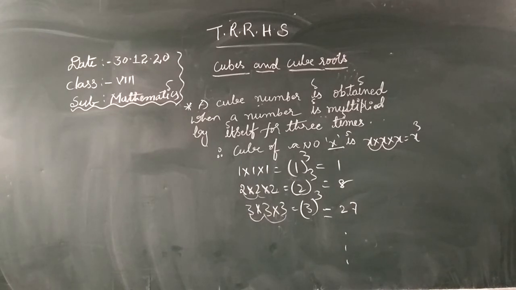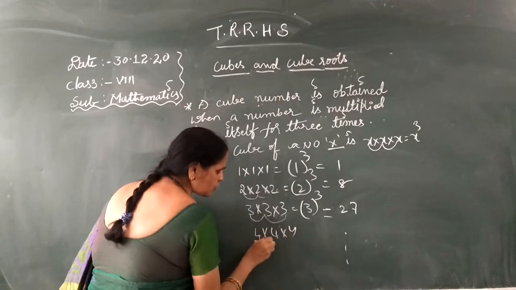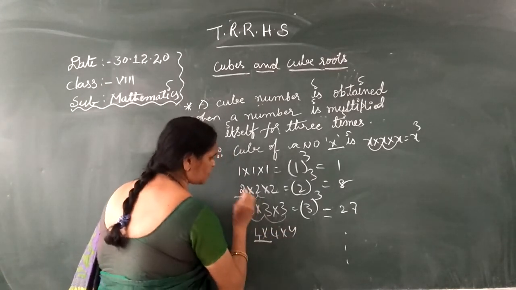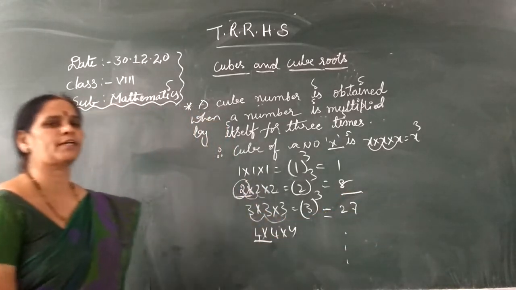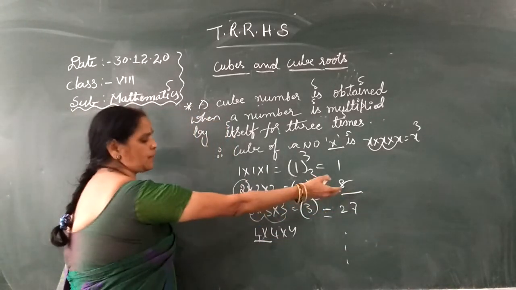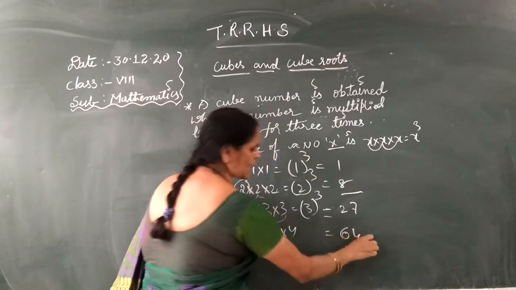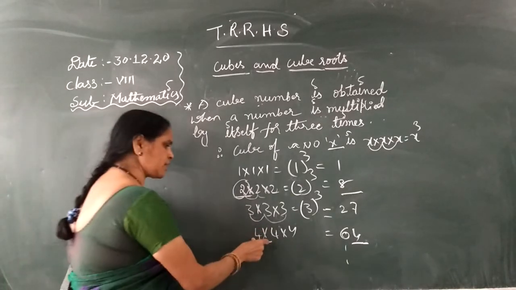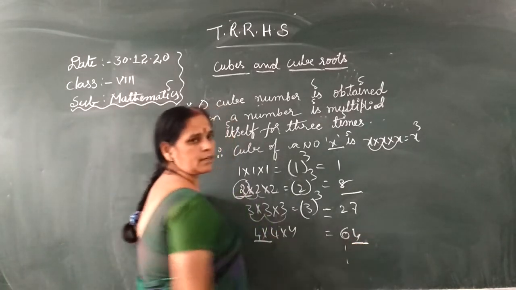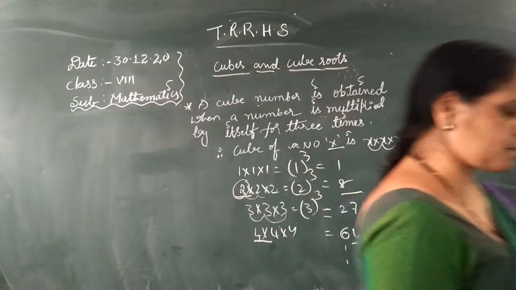So 4 cube, 4 into 4 into 4. See here, 4 into 4 into 4. First of all, this 4 is an even number. 2 is an even number. If the number is an even number, the cube of the number is also even. 4 4s are 16, 16 4s are 64. So here the last digit is 4. So 64 is an even number. If you take an even number, the result is also an even number. Right.